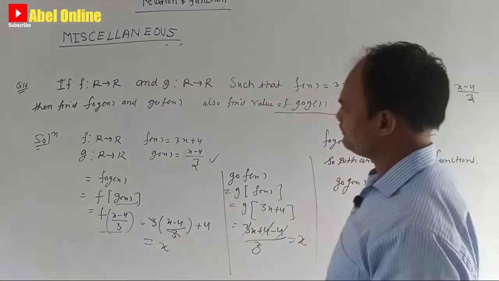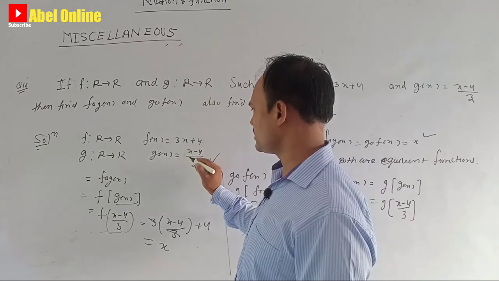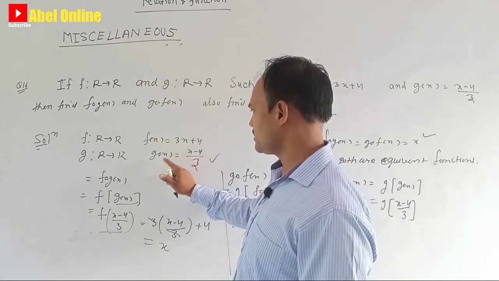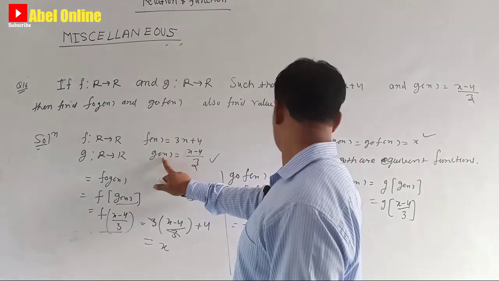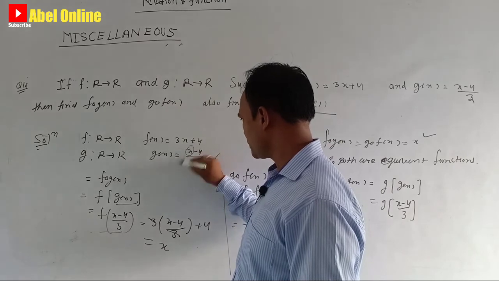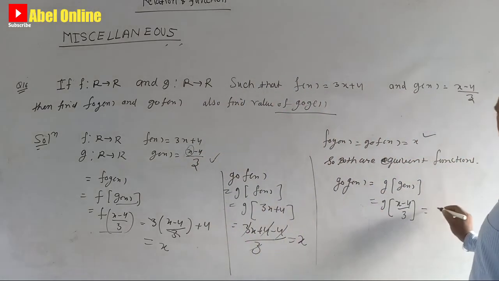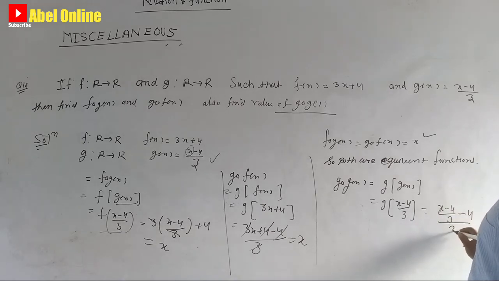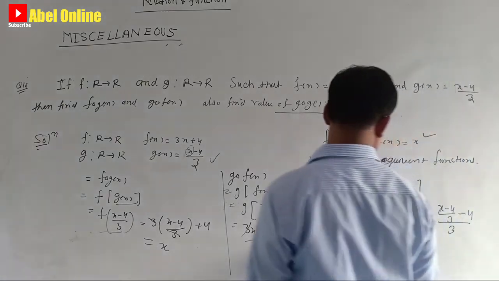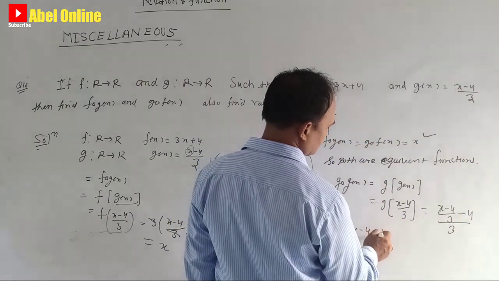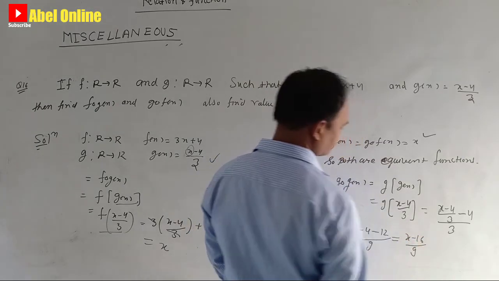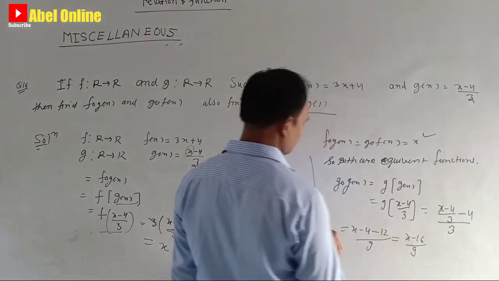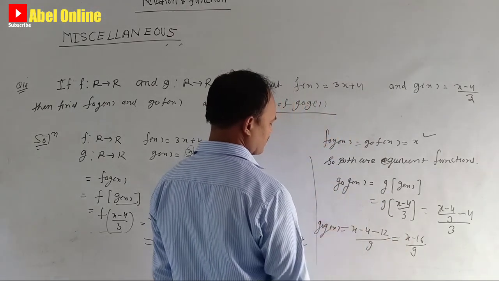Look here, be careful. If it is x here, then it is x. If it is y, then it is y. Here we have x minus 4 by 3, so we write x minus 4 by 3 in place of x. So it is x minus 4 by 3 minus 4 by 3, which is x minus 4 minus 12 by 9. So we can say x minus 16 by 9. This is the value of gog x.